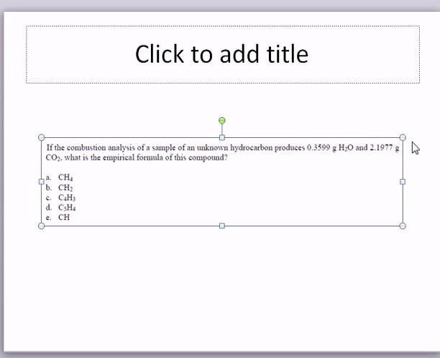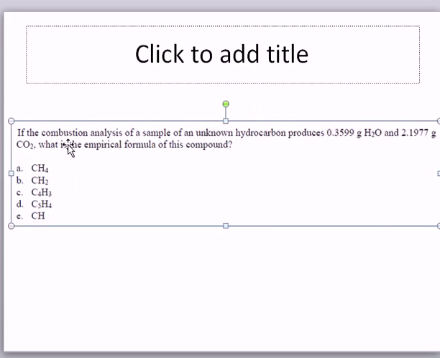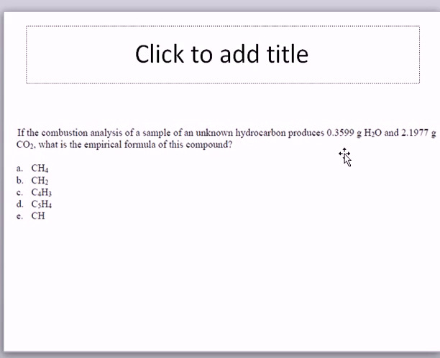Let's make this a little bigger so you can see it. Another different format here. It's a combustion analysis. Again, you're burning a hydrocarbon, so it produces water and CO2, and you want to know the empirical formula of this compound. Now this is another level because you're trying to figure it out. But here's the key. The amount of carbon in this hydrocarbon will help you.